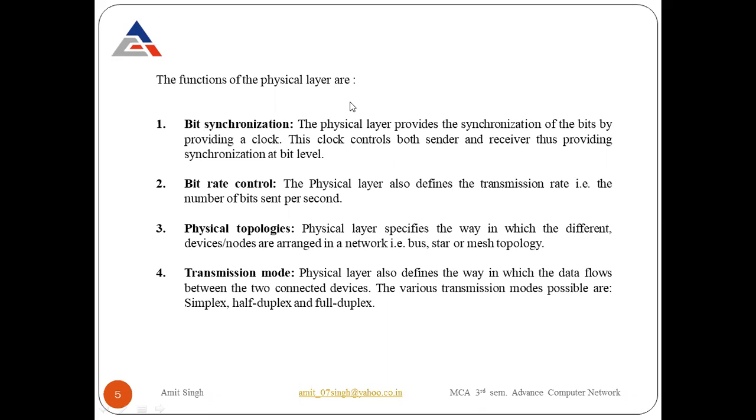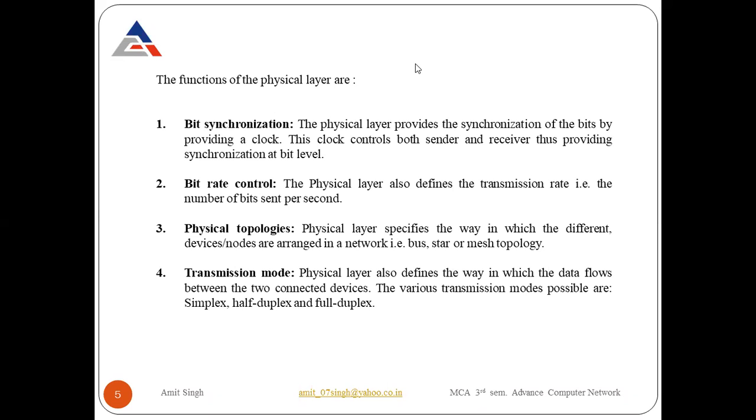The third, physical topologies. The physical layer specifies the way in which the different devices, the nodes, the systems, are arranged in a network. What it means? Physical connection is made at the physical layer. How they are physically connected with each other depends upon the topology we are going to use to arrange the different systems. There are a number of topologies, for example the bus topology, the star topology, mesh topology, etc. Clear?